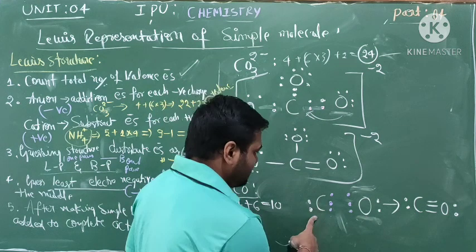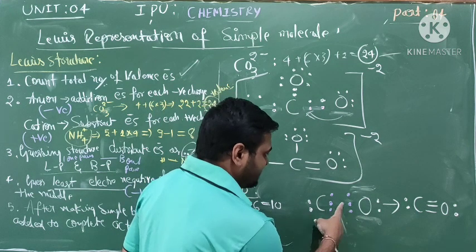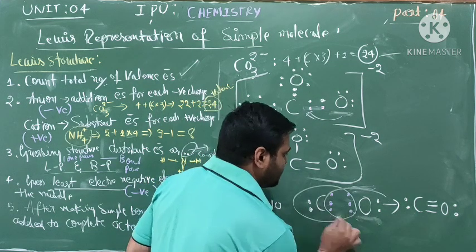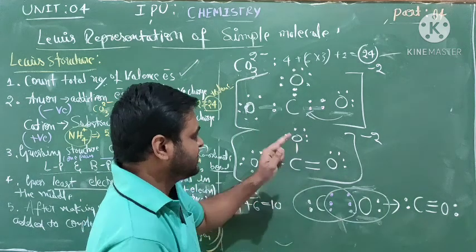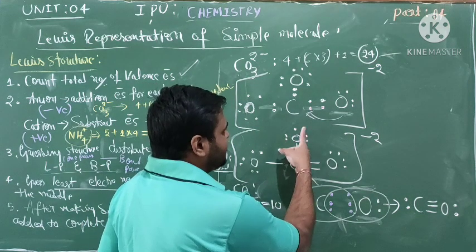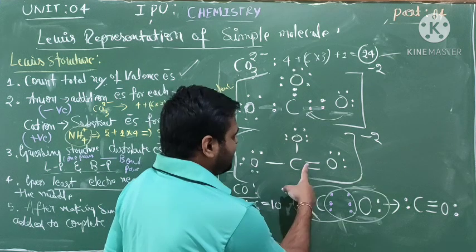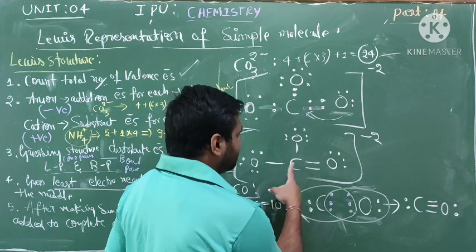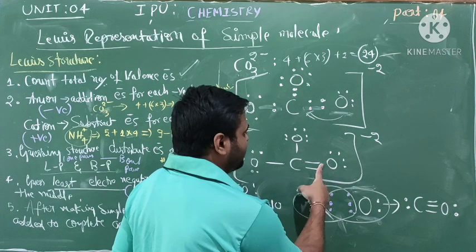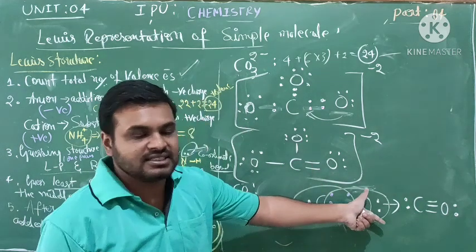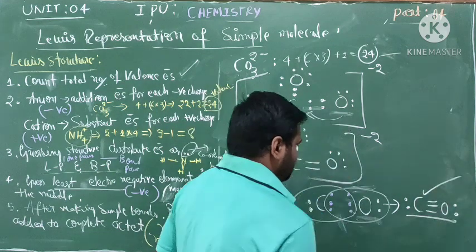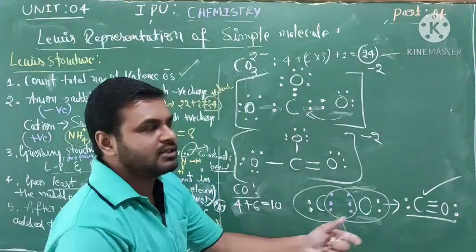Now you count 1, 2, 3, 4, 5, 6, 7, 8. This obeys the rule, and this also obeys the rule. Same for oxygen: 8. This carbon: 8. Oxygen: 8. Okay, this is the Lewis structure, and this is also a Lewis structure.